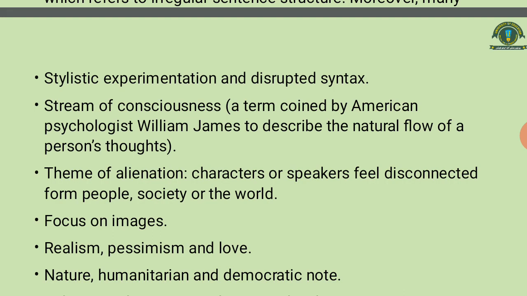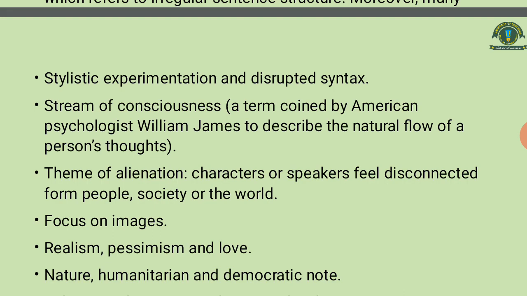Then there is another term, stream of consciousness, that was coined by William James to describe the natural flow of a person's thought. So stream of consciousness is one of the most influential and effective terms in modern poetry and in the modern novel as well, because this concept does not include, as we've already talked about, the regular sentence structure and syntax.